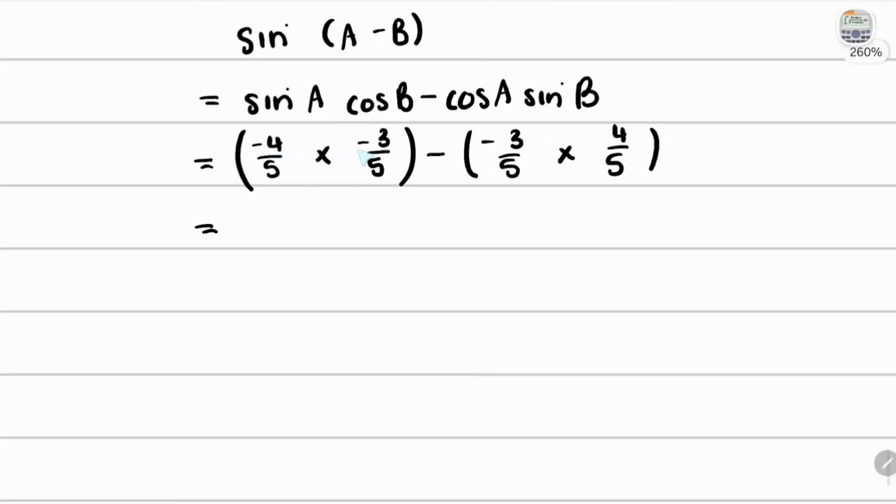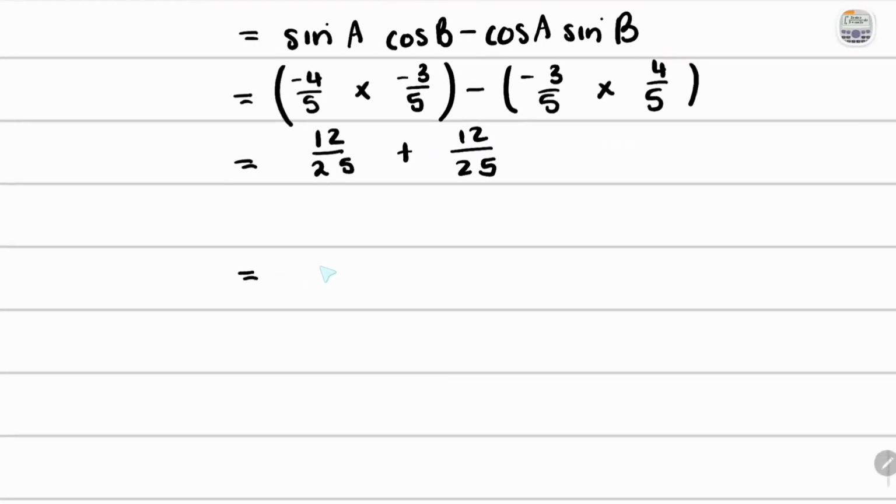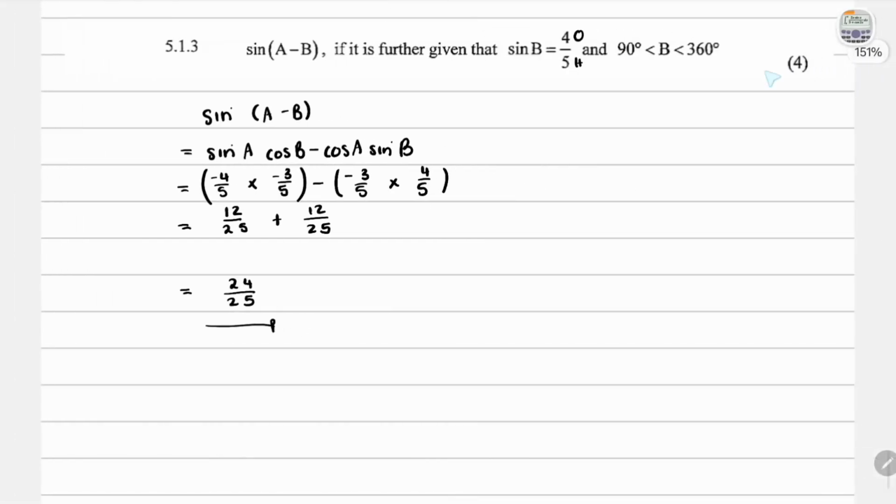And we just have to multiply those and get our answer. From this we can already see these will be positive. It becomes 12 over 25 minus a negative 12 over 25, same thing. But it's negative 12 over 25, so that just becomes a plus 12 over 25. 12 plus 12 is 24, so the final answer is simply 24 over 25, and that is our answer.